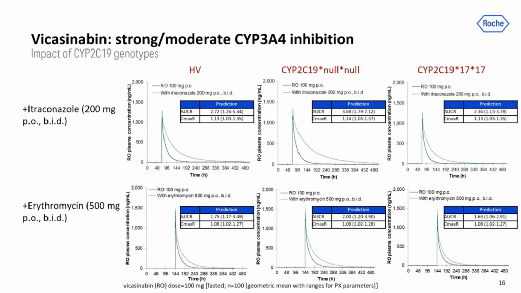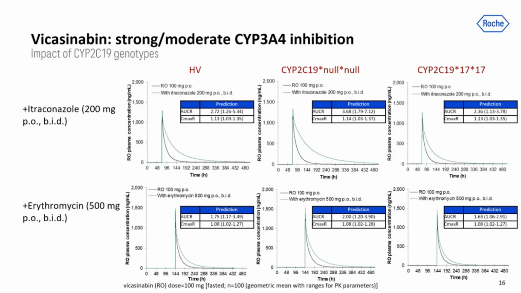Then we go to exploring untested case scenarios: how other strong or moderate CYP3A4 inhibition impacts Vicasinabin PK, in the context of the impact of CYP2C19 genotypes. The upper panel again shows the itraconazole DDI simulation data, but selecting the different CYP2C19 genotyping populations. In the middle, the null population, we expect no CYP2C19 contribution and more CYP3A dominating the total elimination pathway, plus some UGT contribution. The AUC ratio predicted is around 3.7-fold, which is maybe the highest compared to the other populations.